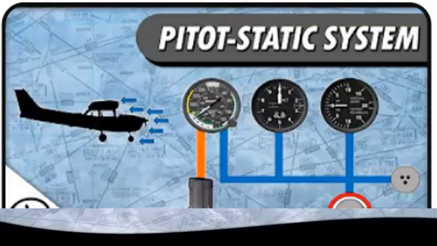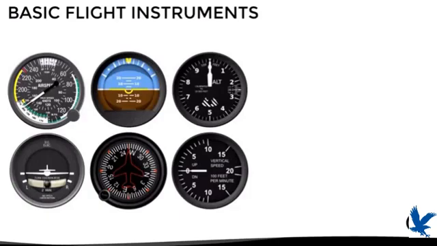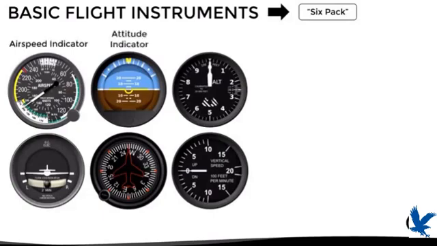Today, we will talk about the pitot-static system, which is a system that feeds some of the basic flight instruments. The basic flight instruments are these 6 instruments that we will find in any aircraft, since they provide information about the most important parameters to consider when flying an airplane. Due to the fact that there are 6 instruments, and they are in this arrangement, they are sometimes referred to as the 6-pack. Here we can find the airspeed indicator, the attitude indicator, the altimeter, the turn coordinator, the heading indicator, and the vertical speed indicator.